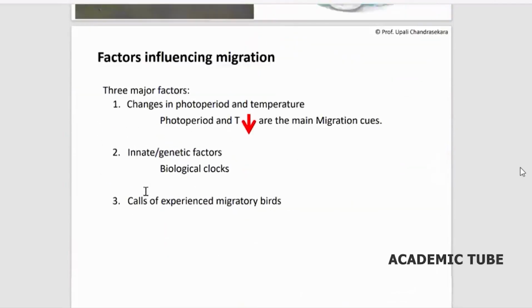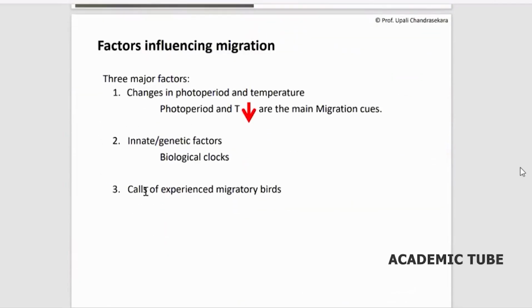Now, what are the factors that influence migration? There are three major factors. Number one, changes in the photoperiod and temperature. For example, in winter, in their home country, say Canada, England, France, Denmark, Germany, in winter it is very cold. Sometimes the temperature drops to minus values, minus centigrade. And also in winter, the photoperiod is very low.